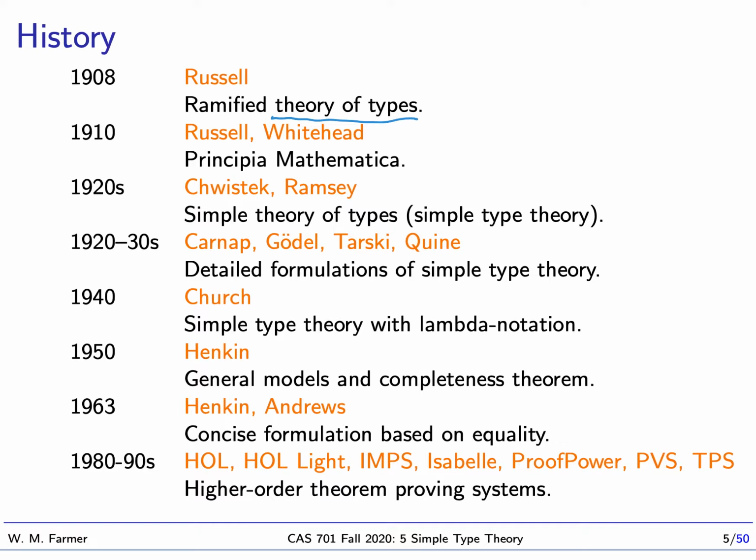So this was a major result for simple type theory. And then in 1963, Henkin and Andrews, and by the way, Henkin and Andrews were both students of Church, produced a beautifully concise formulation of Church's type theory, Church's system, based on just equality. And then in the 80s and 90s, people started designing and building higher-order theorem proving systems, higher-order proof assistants, and these were, by and large, based on simple type theory.